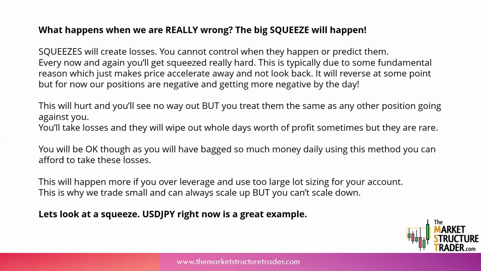So what happens when we are really wrong? The big squeeze, it will happen, okay? So squeezes will create losses. And this is where you get a pair that trends for a while and it's unexpected. And it depends on the time frame you're trading. So a strong trend on M5 could last for 2 days. A strong trend on the daily chart could last for weeks. Yeah, but it's just a push in one direction that goes so fast and so hard that you don't have any time to do anything about it. Okay, and they do happen.